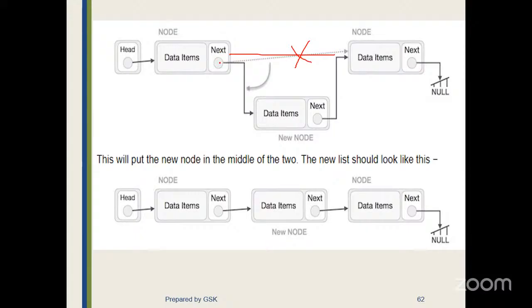1. I want to update the address of node 2 address. Okay. This address will be updated here, and this node address will be updated in the next position. Now you can see that the linked list will be like this.